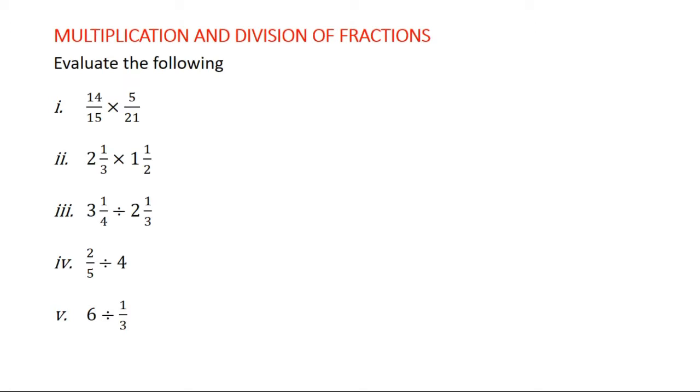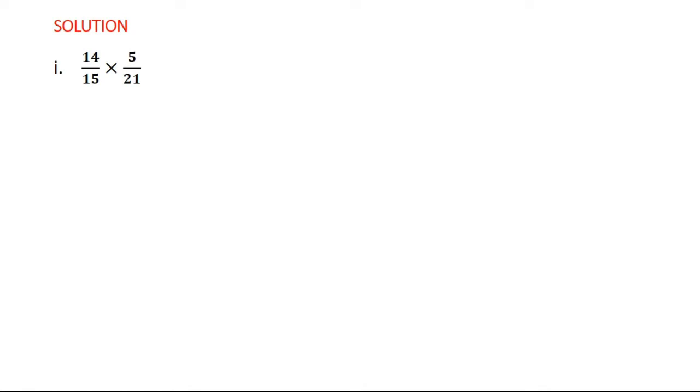We are being told to evaluate the following and you have been given from question 1 up to question 5. So we take them one after the other and do the simplification or the evaluation. So we pick the first one. We have 14 divided by 15 times 5 divided by 21.